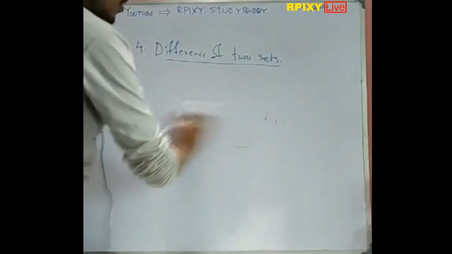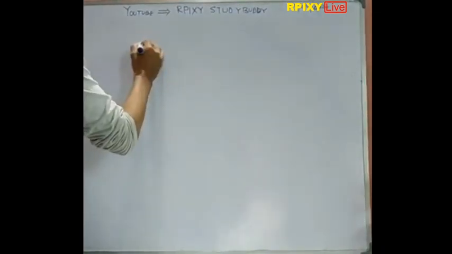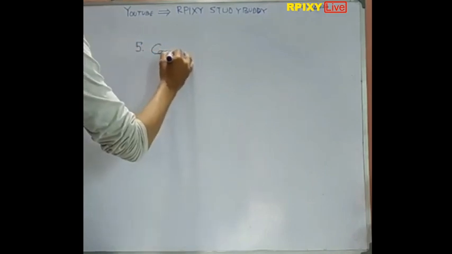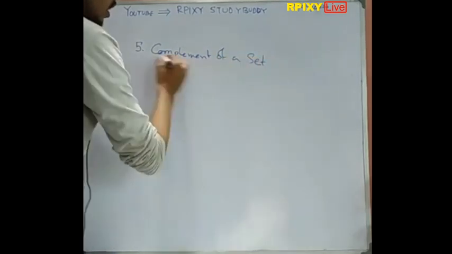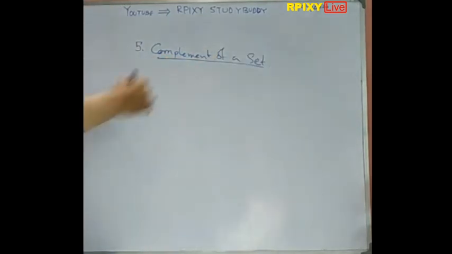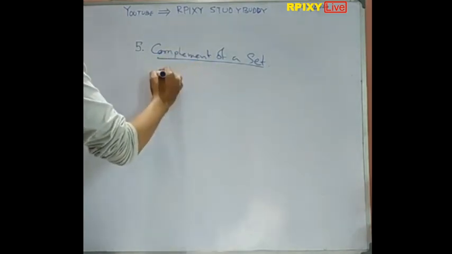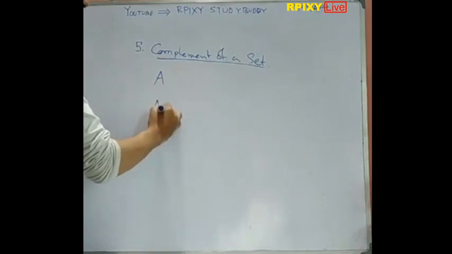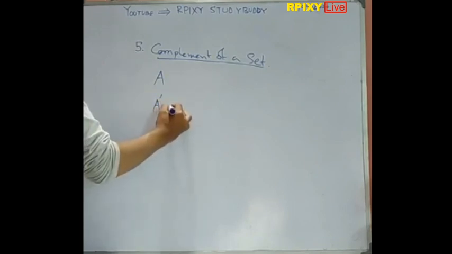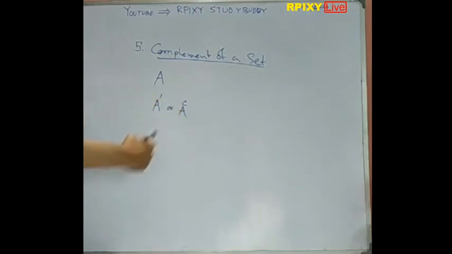And our next operation, the fifth operation, is the complement of a set. We will denote this complement. Suppose A is a set, and its complement will be A bar, or sometimes it is A complement, written with a small c in the power.